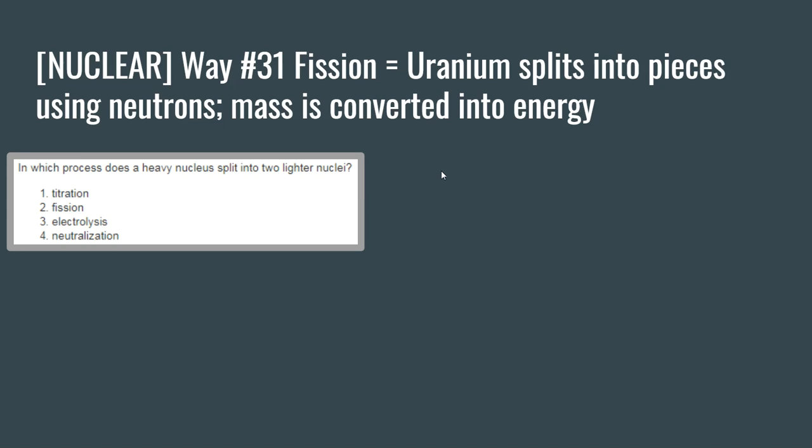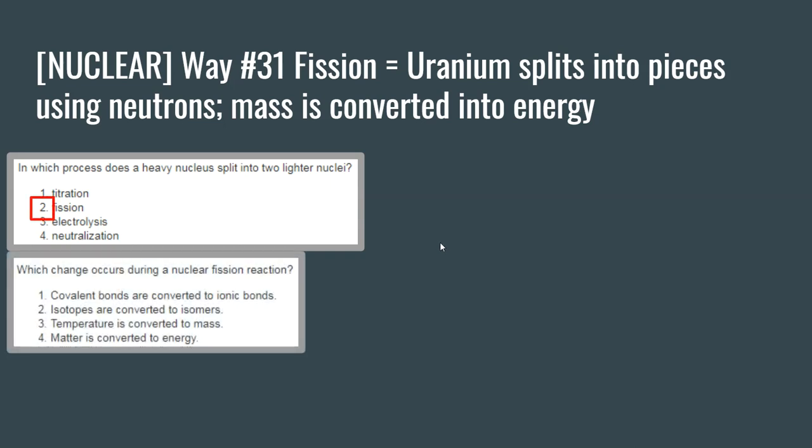In which process does a heavy nucleus split into two lighter nuclei? If you apply the definition, you should have correctly chosen 2. Titration is an example of when you mix an unknown quantity of base to figure out a known quantity of acid, or vice versa. Electrolysis is where you apply an electrical current in order to separate a compound, and neutralization is when you combine a strong acid and a strong base to form water and a salt.